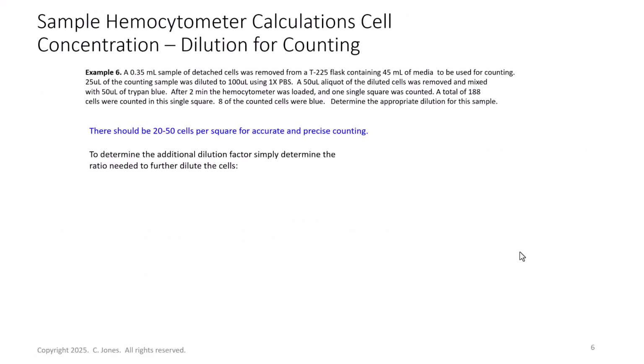Okay, finally, 0.35 mls of detached cells were removed from 45 mls of media in a T225 and counted. 25 microliters of the counting sample was diluted to 100 microliters with 1x PBS. 50 microliters of that was removed and mixed with 50 microliters of trypan blue. We counted a single square, and we think that we counted 188 cells, but really you probably could not accurately count 188 cells in one large counting square, right? 8 of the cells were blue, determine the appropriate dilution.